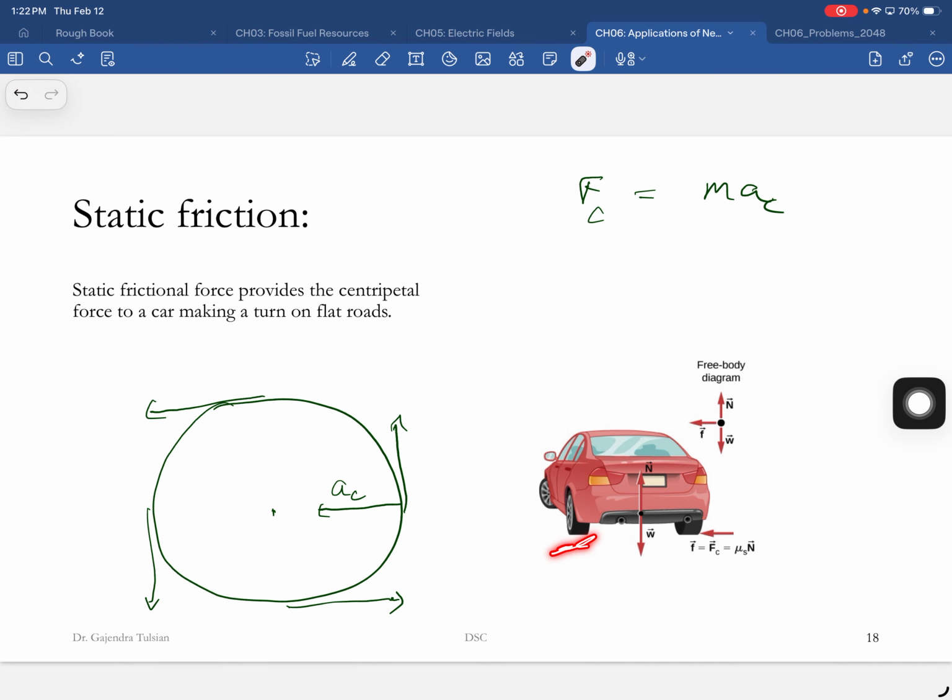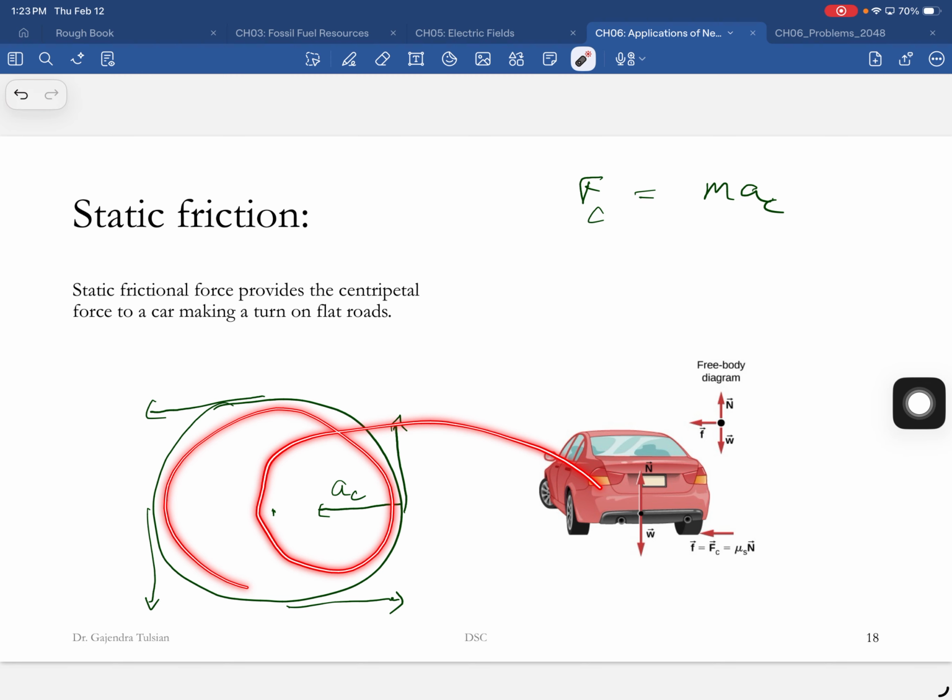The molecules on the road are sticking to the molecules on the tire, okay? And so as you're going around the curve, you're leaving behind your tire molecules, okay? You're losing some of your tire molecules, so you're wearing out your tires.